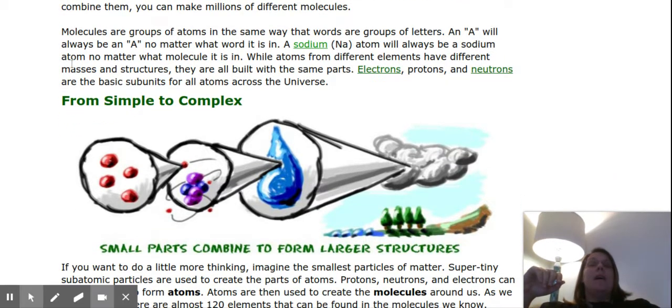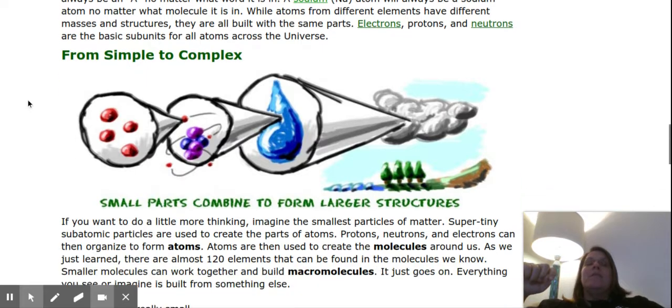Molecules are groups of atoms in the same way that words are groups of letters. An A will always be an A no matter what word it's in. So you're good there. A sodium atom will always be a sodium atom no matter what molecule it's in. So while atoms from different elements have different masses and structures, they are all built with the same parts. Electrons, protons, and neutrons are the basic subunits for all atoms across the universe. So we haven't found anything else. Now, if you do find something else, you please let me know. We'll patent that. We'll make it awesome for ourselves.